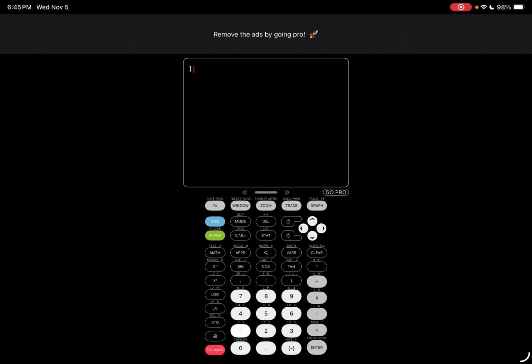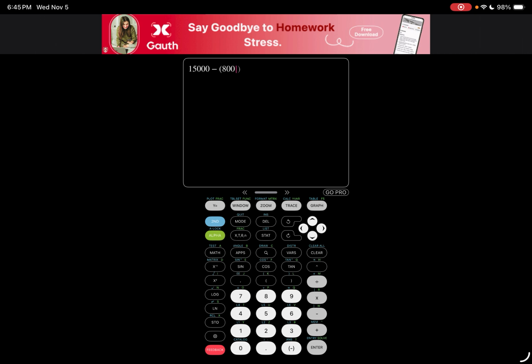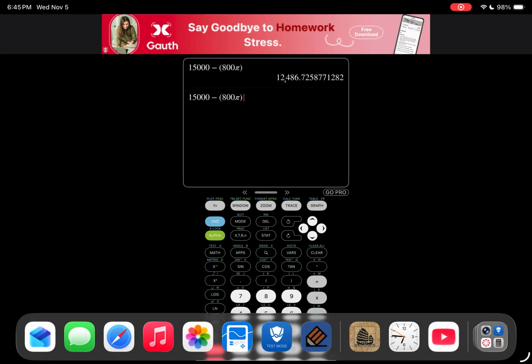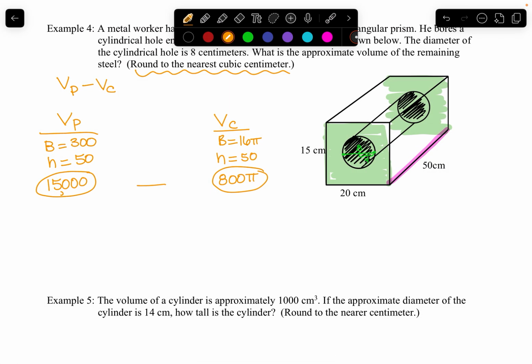So just one more time, you'll do 15,000 minus, and then parentheses, you're going to do 800. You're going to do second, and then the little up caret, and then close your parentheses. And that is going to be the value of the remaining volume. What does it say to round to? It says round to the nearest cubic centimeter, which is the nearest whole centimeter.